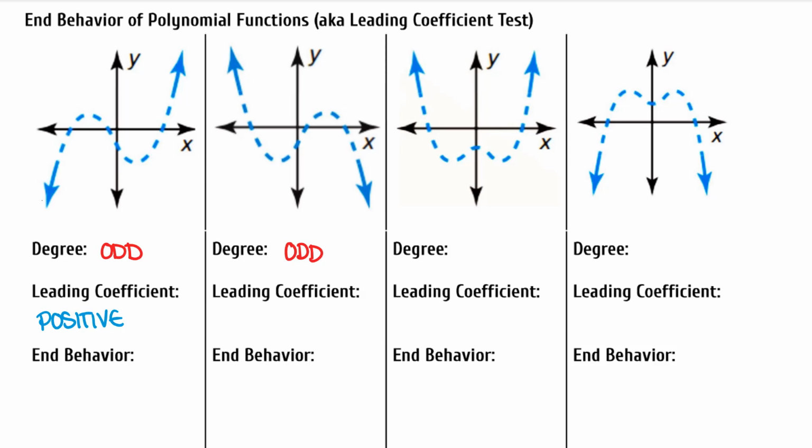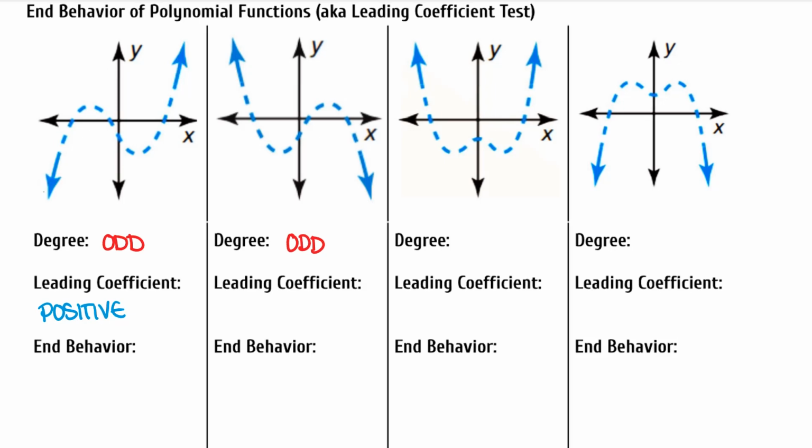Now, how do we write that mathematically? End behavior describes what the y's are approaching when you look all the way to the left or all the way to the right. When we look all the way to the left, these y values are decreasing or approaching negative infinity. So we'll write that as f of x, or the y's, approach negative infinity as the x's go all the way to the left, or as the x's approach negative infinity.